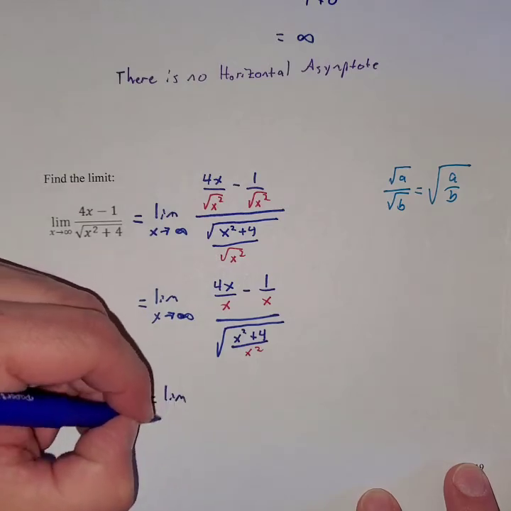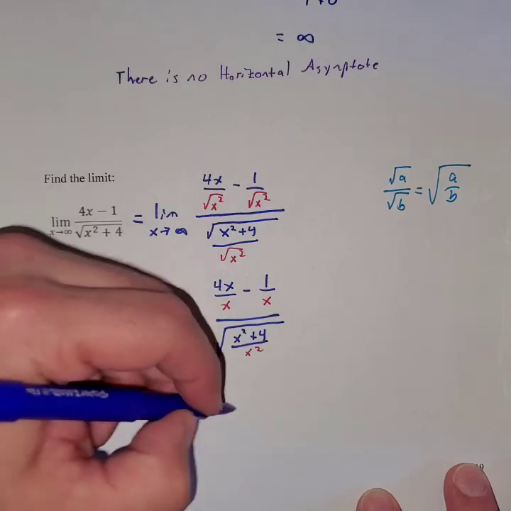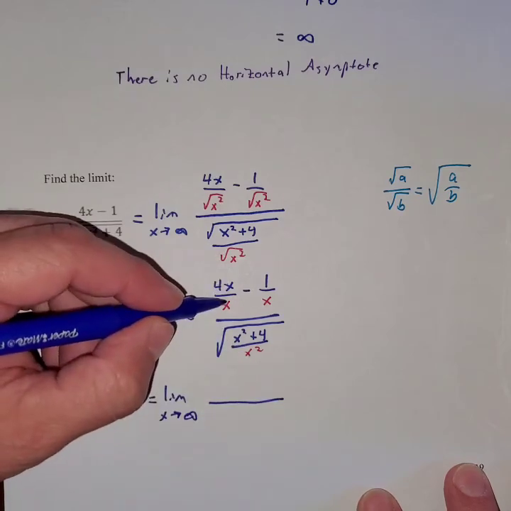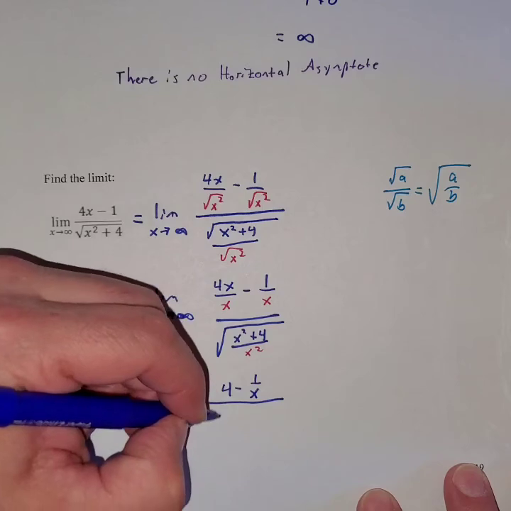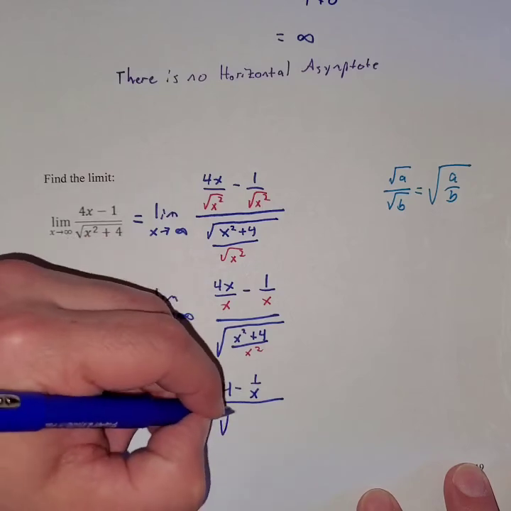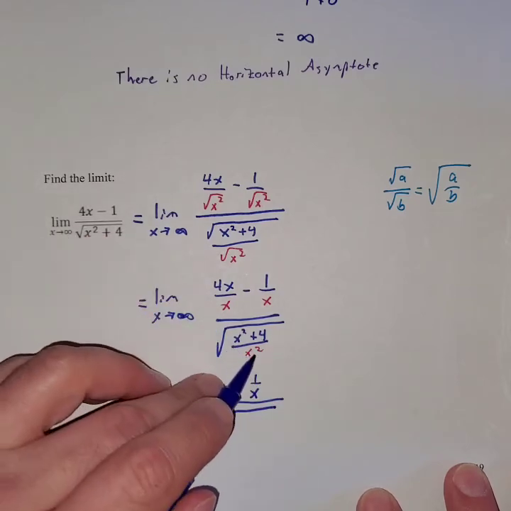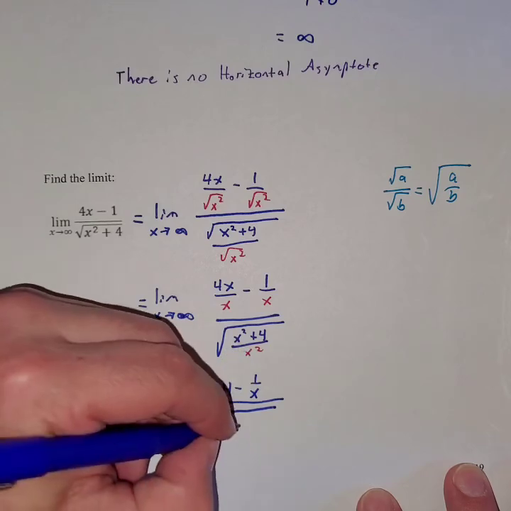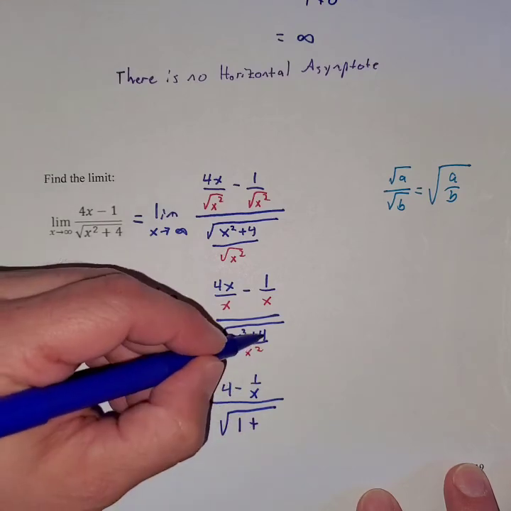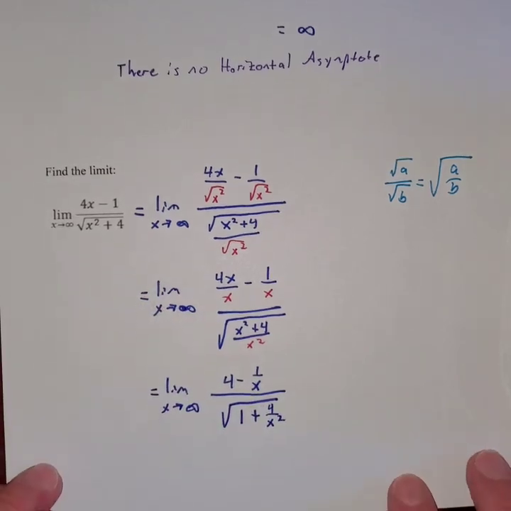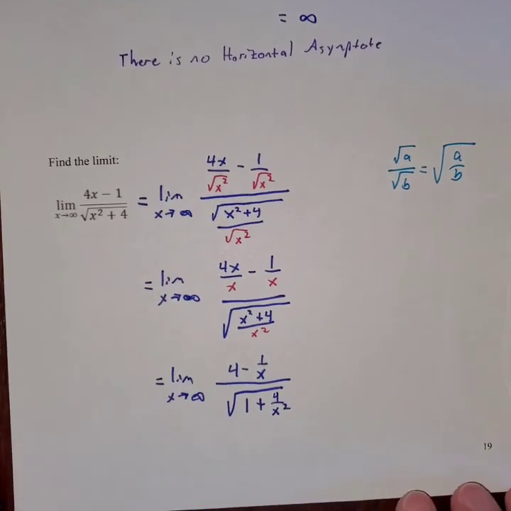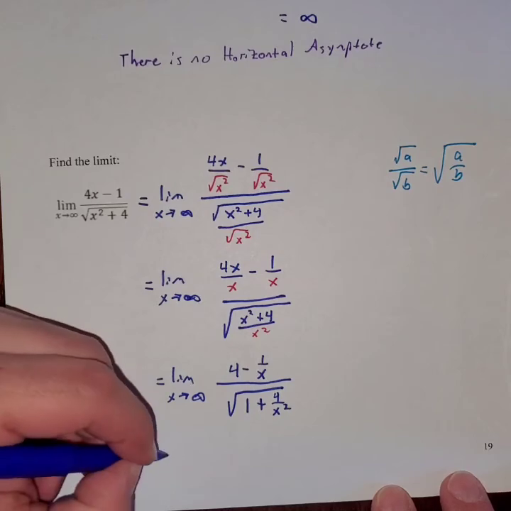So on my limit, the top becomes 4 minus 1 over x. And on bottom, I have a square root still, but I have x squared over x squared, which is 1. And then 4 over x squared. So we've rewritten our limit like this, and we're actually now ready to evaluate our limit.